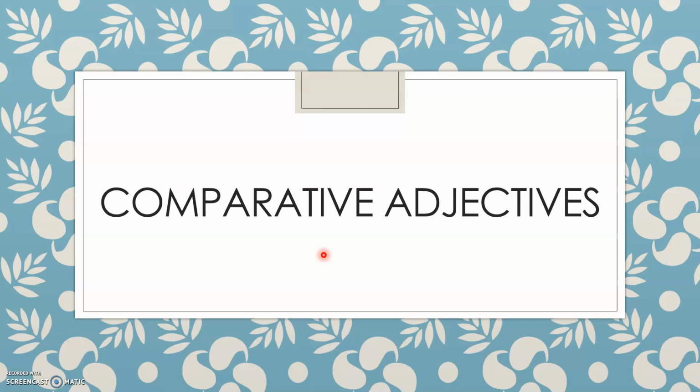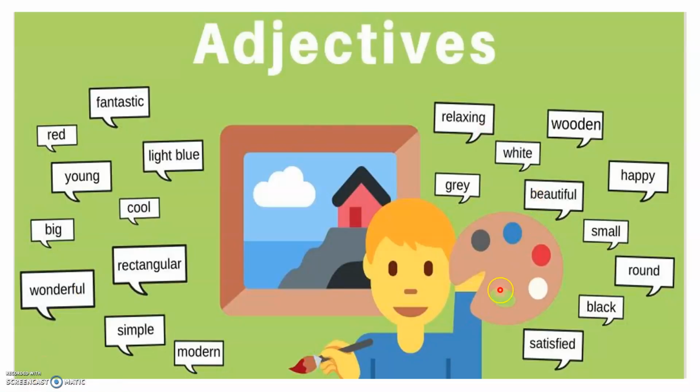Perfect. Let's get started. As you can see, in this class, we're going to talk about comparative adjectives. First of all, we're going to identify what is the meaning of an adjective and what's the meaning of to compare. Then we're going to talk about comparative adjectives. So, are you ready to start? Let's get started. So, first of all, look at this picture and try to tell me what is an adjective.